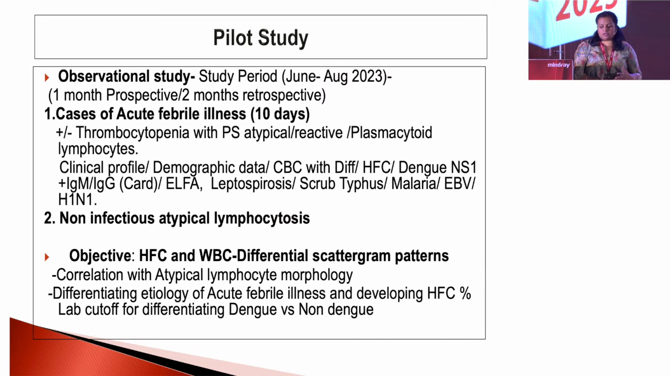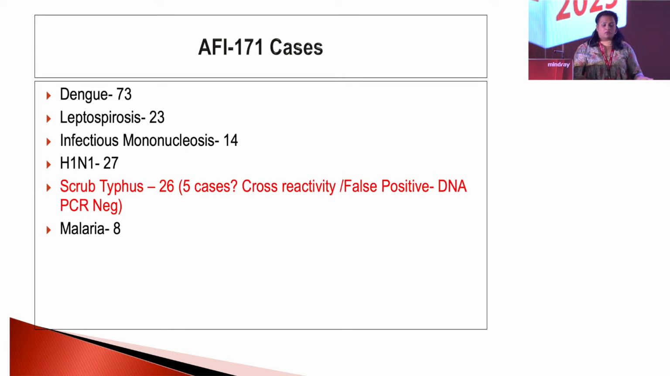So we looked into this. It is a pilot study, an observational study, 1 month prospective, 2 months retrospective. We took cases of acute febrile illness, the infectious group, and the non-infectious causes of atypical lymphocytosis. So we wanted to see if there's any correlation of the morphology with HFC, and if you can differentiate the various causes by looking at HFC and scatter pattern, and also if we can determine a lab cutoff to distinguish dengue from non-dengue cases. So this is the 171 cases that we had and the split up.